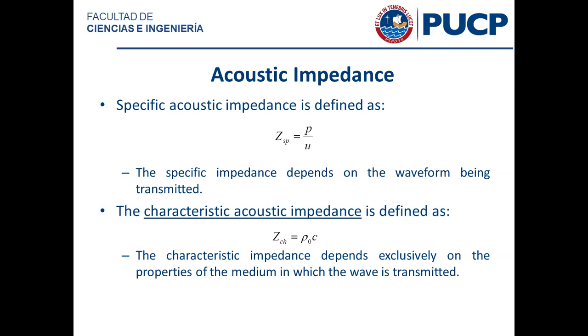So there is a concept of impedance. As I said before, the analogy with an electric field is that you have voltage and current for electricity, and you have pressure and particle velocity for mechanical waves. Just like you have an impedance for electric fields, which is voltage divided by current, you have an impedance for mechanical waves, which is pressure divided by particle velocity.